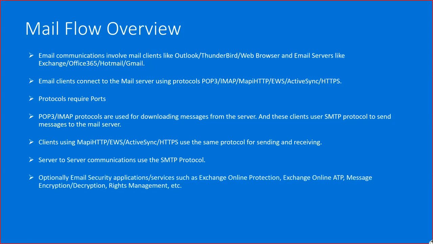In mail flow, we also have other optional services such as anti-malware and anti-spam services like Exchange Online Protection. In Exchange Online, we also have Exchange Online Advanced Threat Protection. We also have scenarios where message encryption and decryption would be needed, and rights management, another security option. So these are optional components which also integrate with the mail flow. But again, it depends upon the requirement and the scenario where these get involved. But we do have all of these services in Office 365.